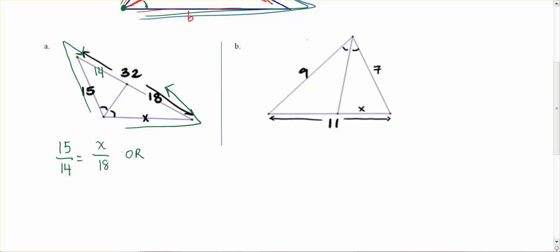Or alternatively, you could have set up the 15 goes with the x the way the 14 goes with the 18. Both are valid. I'm not going to be picky about which one you choose.